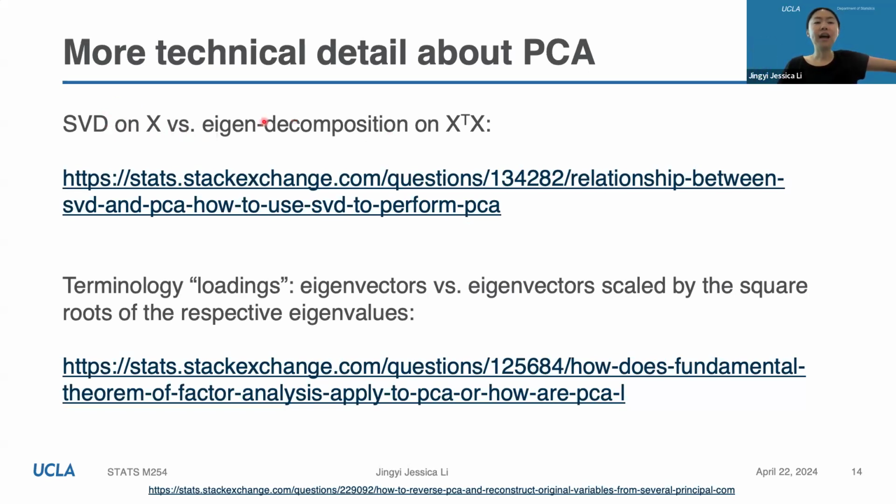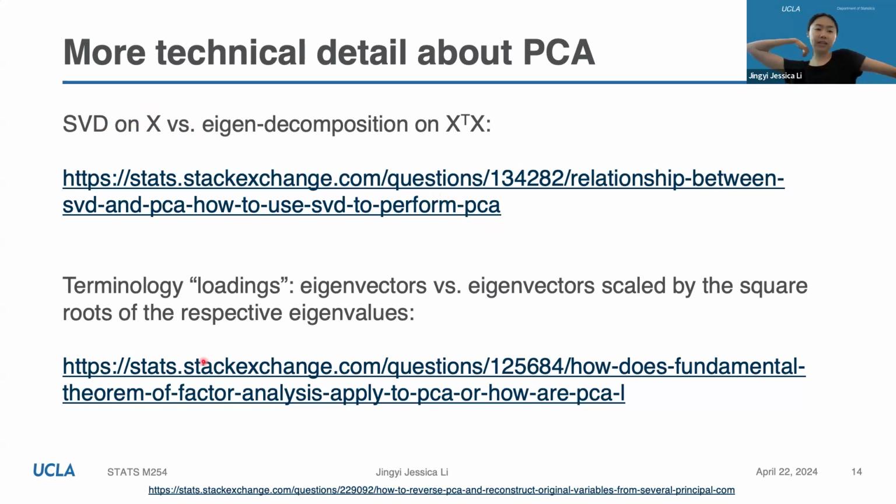However, if you want to get the eigenvectors of X transpose X, you can basically get them from the right singular vectors of X. So there are some mathematical equivalents here. I suggest that you read this post if you're interested.